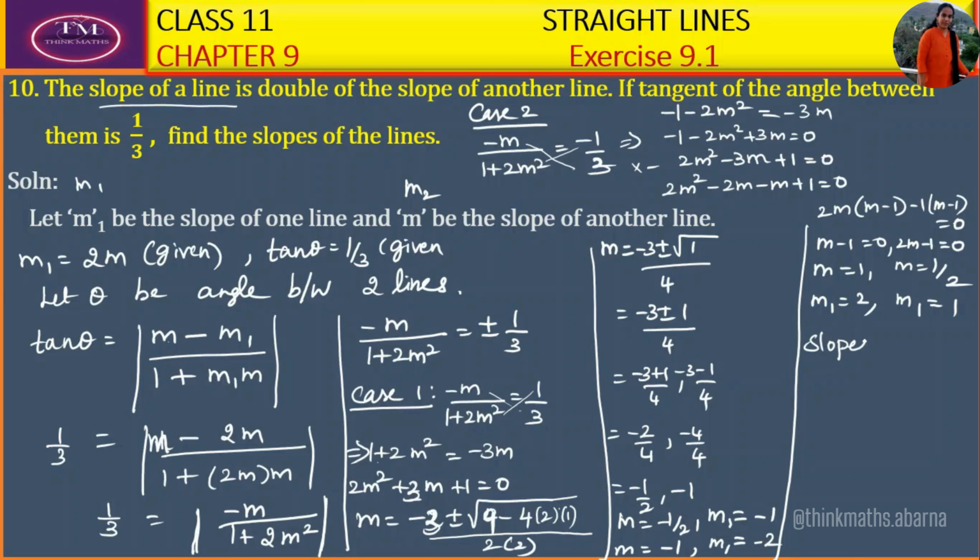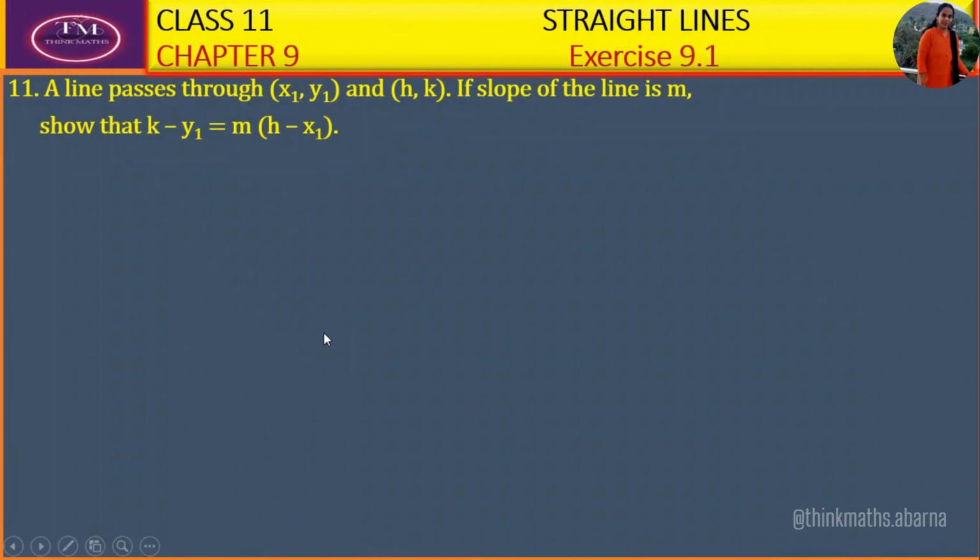So the slopes are, combining this, minus 1 by 2 comma minus 1, or minus 1 comma minus 2, or can have 1 comma 1 by 2, or other pair is 2 comma 1. So these are the slopes of the line. Clear children? Do you understand? Yes? Yeah. So we will be moving on to the last question of this exercise.